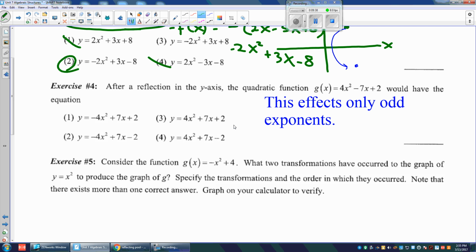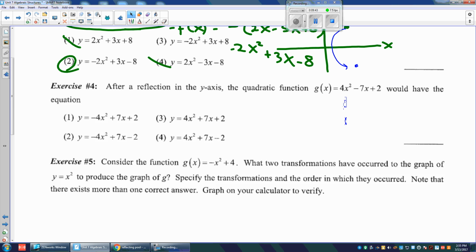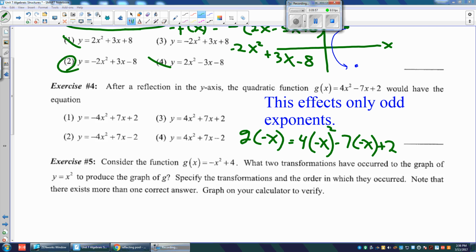the quadratic function g of x, what happens to it? Well, a reflection across the y-axis only affects odd exponents. That's the reflection on the y-axis. It only affects odd exponents. And as we saw on the previous page, a negative number squared is a positive number. So it's positive 4x squared. Those two are wrong. Negative times a negative is a positive, so it's plus 7x. Good. But there's nothing happening to the plus 2, so it stays the positive 2.